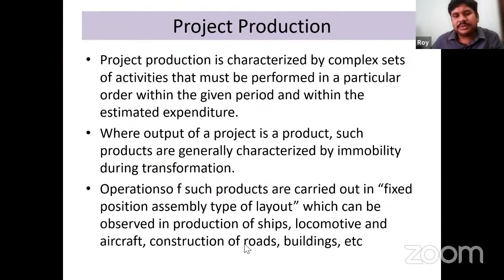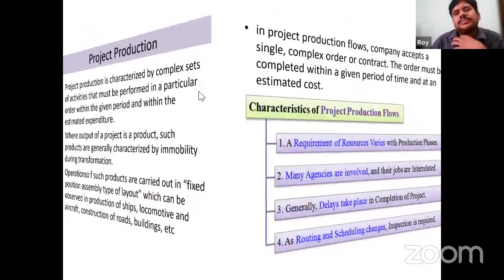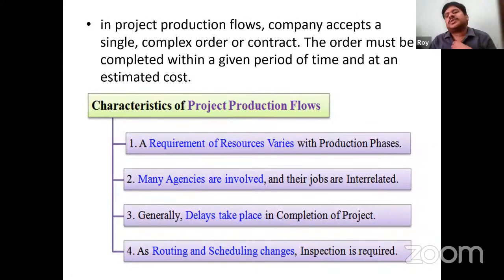Let's take ships, for example. If you are producing ships, you require a huge building at the same time, a fixed layout for that. Locomotives, aircraft, construction of roads, etc., come under this project type or project layout. In project production flows, the company accepts a single complex order or contract. The order must be completed within a given period of time and at an estimated cost.